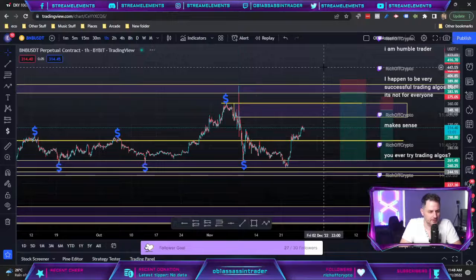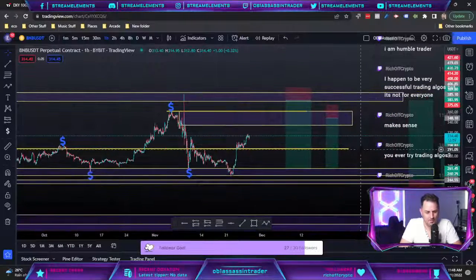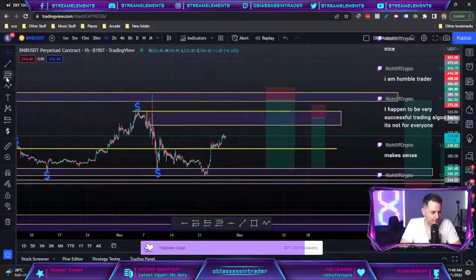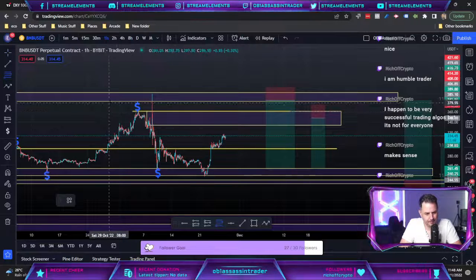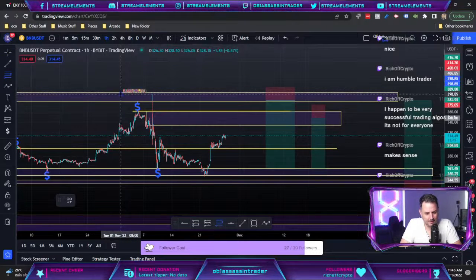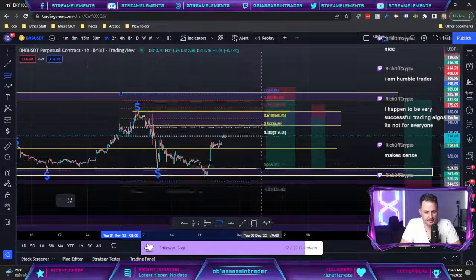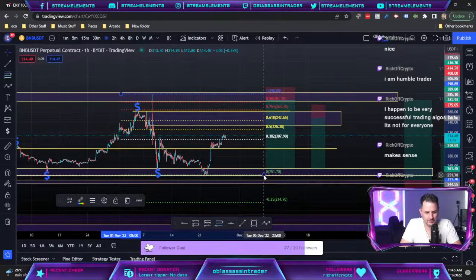So looking at BNB, I will be looking for a short, but the point is where we're looking for a short. So if I use my fib, we can have a look at our fib. We can see how far we've come. Fibs are the only indicators that we're really using, and we're using them as rulers.